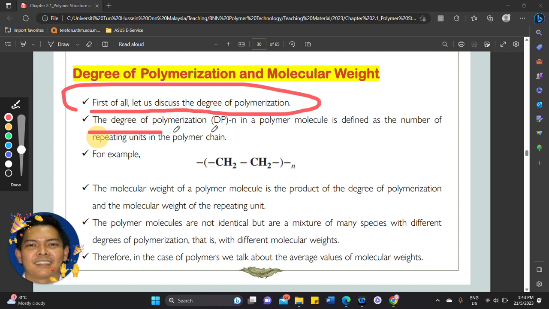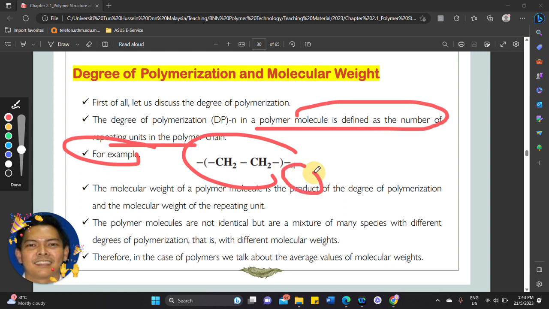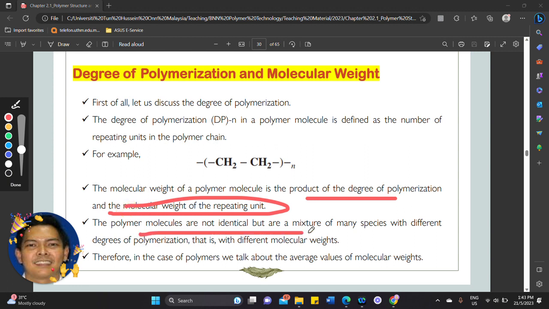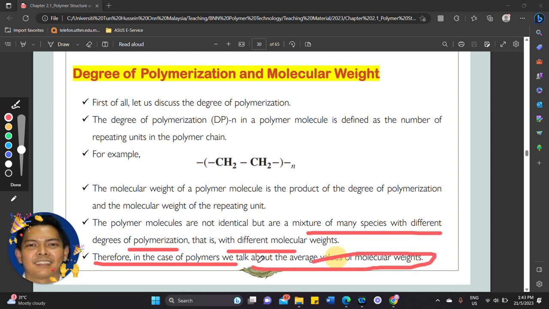The degree of polymerization, or DP, of a polymer molecule is defined as the number of repeating units in the polymer, for example CH2, CH2, and n is the number of repeating units in the polymer chain. The molecular weight of a polymer molecule is the product of the degree of polymerization and the molecular weight of the repeating unit. The polymer molecules are not identical but a mixture of many species with different degrees of polymerization, that is, with different molecular weights. Therefore, in the case of polymers, we talk about the average value of the molecular weight.